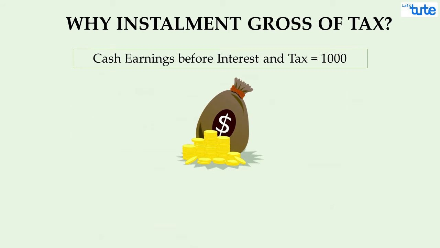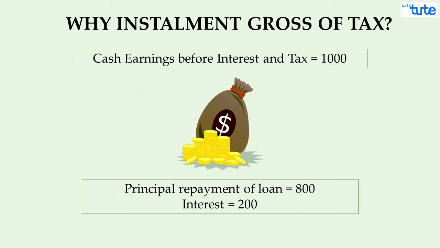Suppose a company has cash earnings before interest and tax, that is after adding back depreciation, of 1000, and the company has to repay the loan amount consisting of principal amount of 800 and interest of 200. Will the company be able to pay this? Friends, the answer is no.